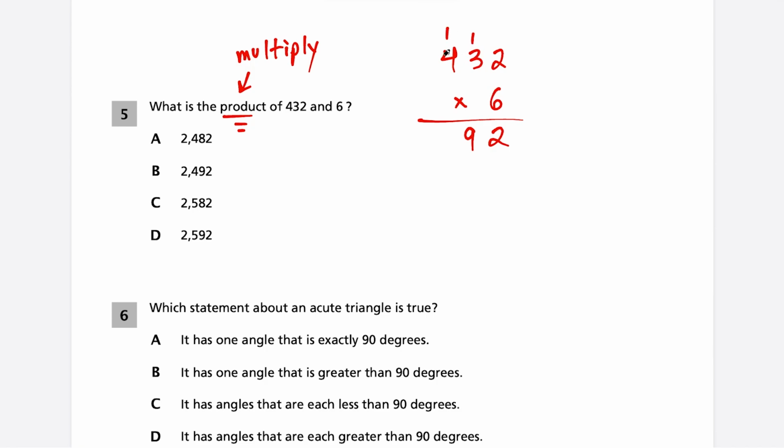And now I just repeat this process one more time. I have 6 times 4 is 24, and 24 plus 1 is 25. And I write my last set of digits here, and now I'm just going to throw in my comma to the right 3 places, and our final answer is going to be 2,592. Choice D is our answer.